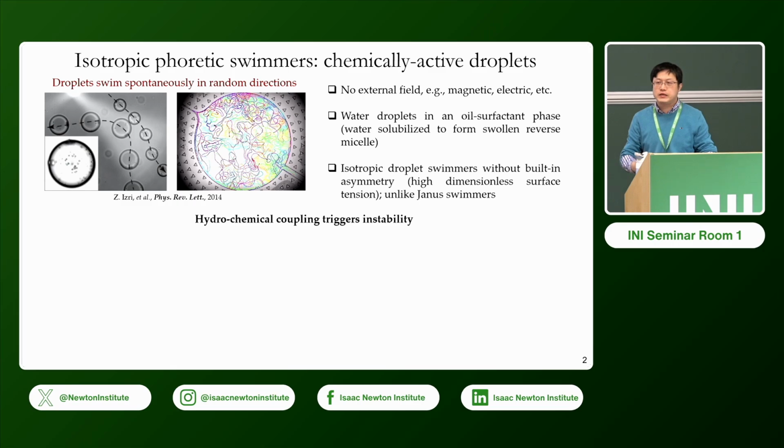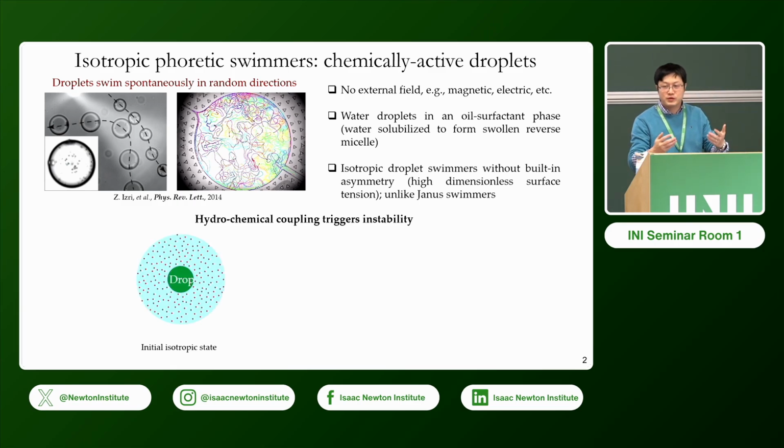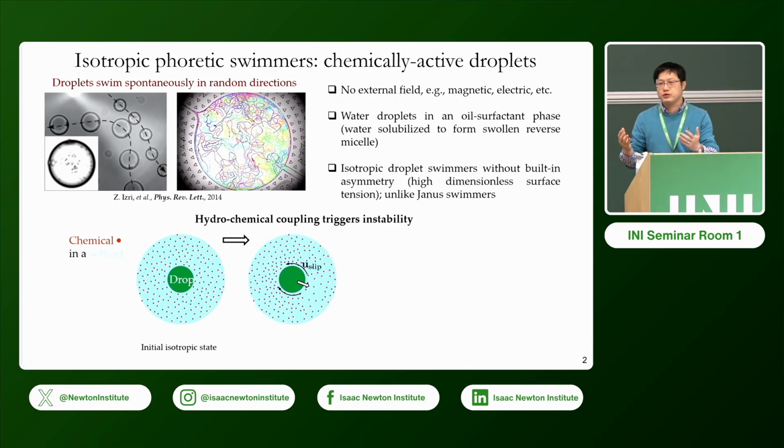In a nutshell, it's induced by a hydrochemical instability, which I try to explain with this simple picture. This red dot indicates chemicals in the solvent. In this case, it might be micelles that change the surface tension along the surface of the droplet, leading to some potential Marangoni flow. Initially, these red dots are homogeneously distributed, and then we imagine an infinitesimal disturbance in the chemical field. Now there is a diluted region and a concentrated region.